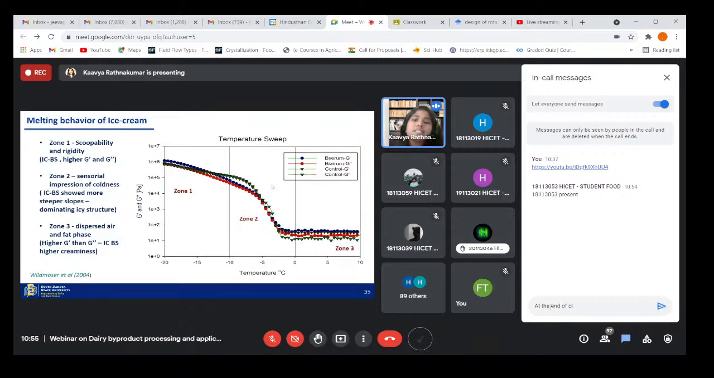So in our case, the ice cream with the byproduct, the whey serum, had more dispersed air and fat phase, which had higher creaminess, and this also contributed to the creaminess of the ice cream.